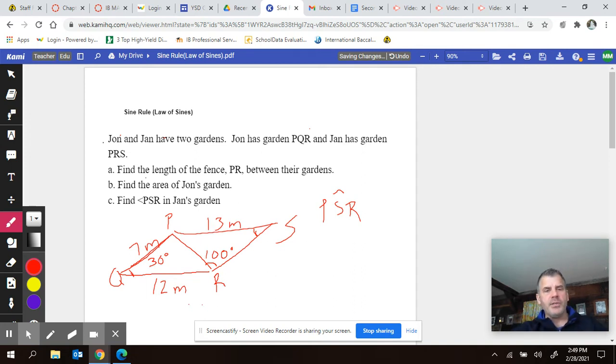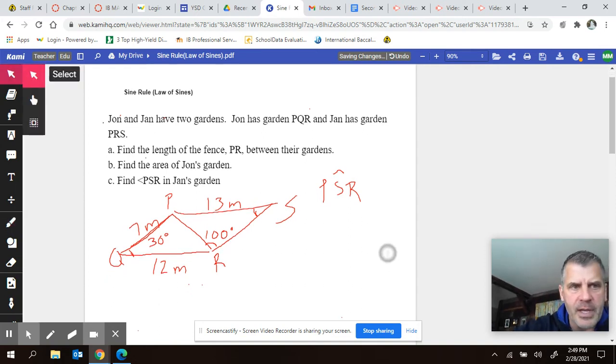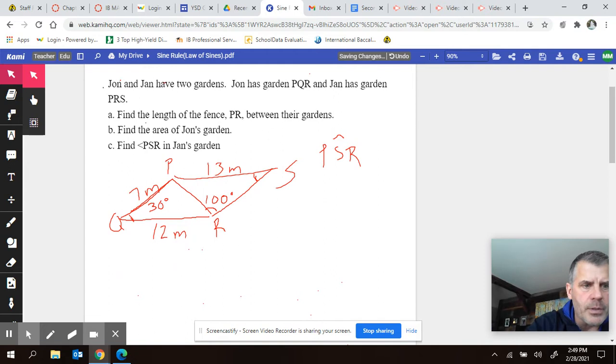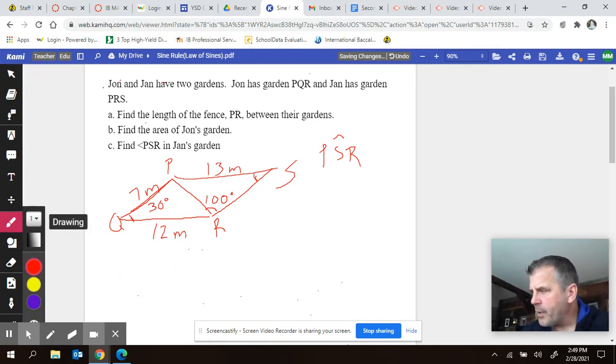All right, so let's do the setup here. Let's do this first part. Find the length of the fence PR. Because we have a side angle side situation, we're going to use law of cosine, also called the cosine rule. And here's how that sets up. Remember, within our cosine rule, it's that opposite side that's going to get squared.